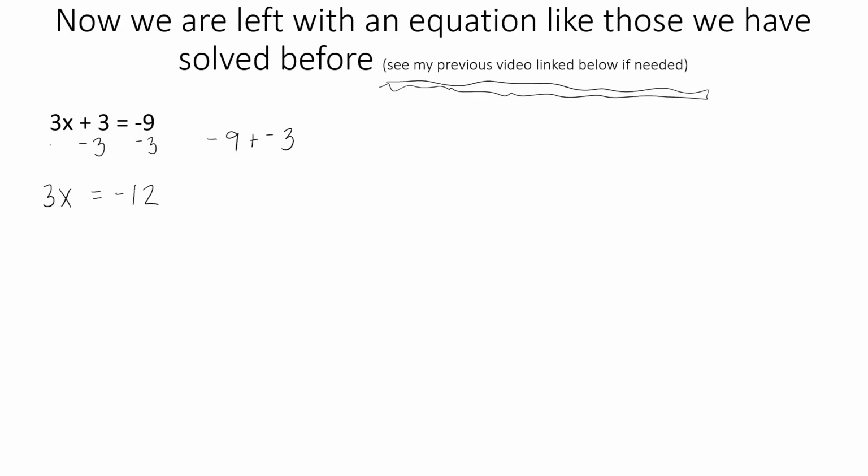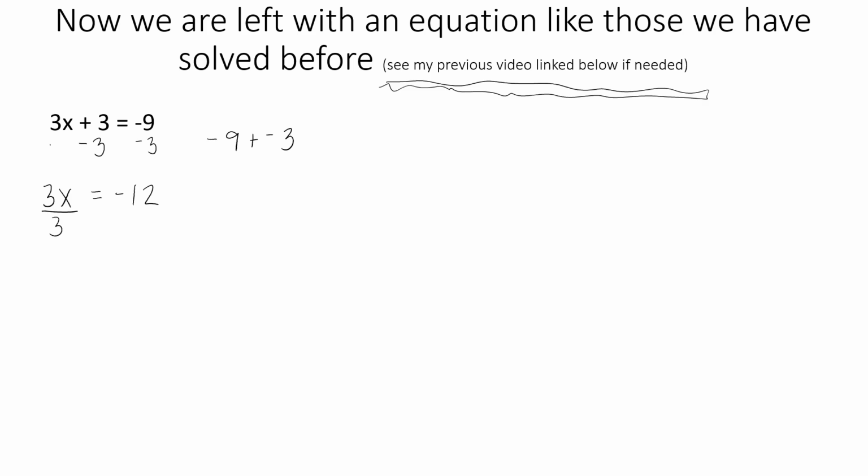I find that my students do make fewer sign errors when they do the plus negative, because they're not tempted to say 9 minus 3 is 6. I get that a lot. So if you have -9 plus -3, we are a lot more likely to land at the -12.